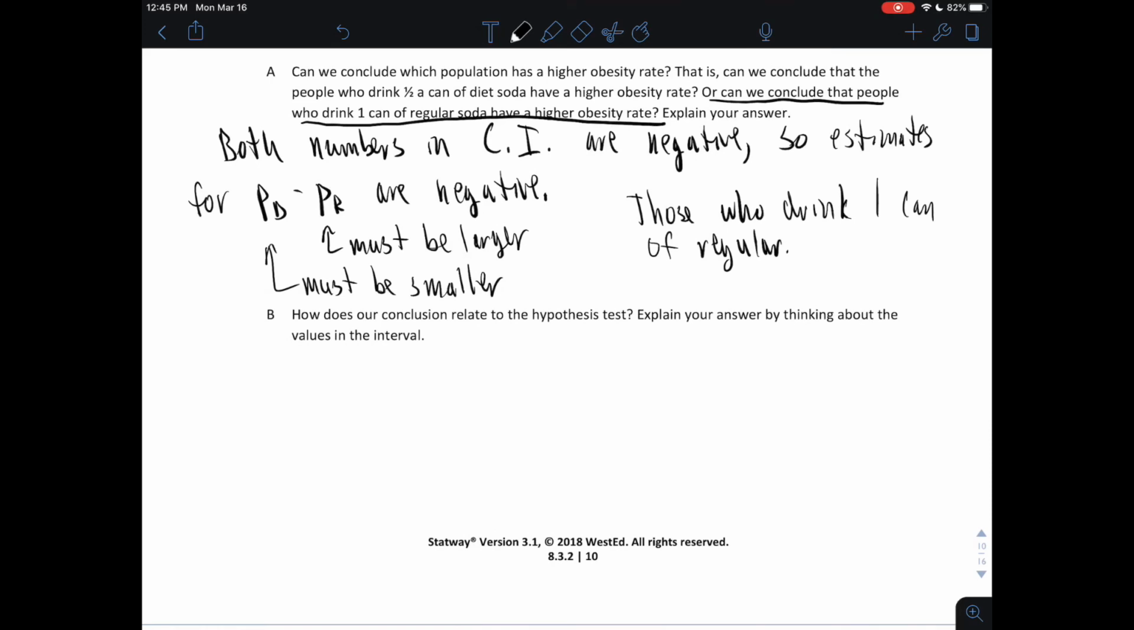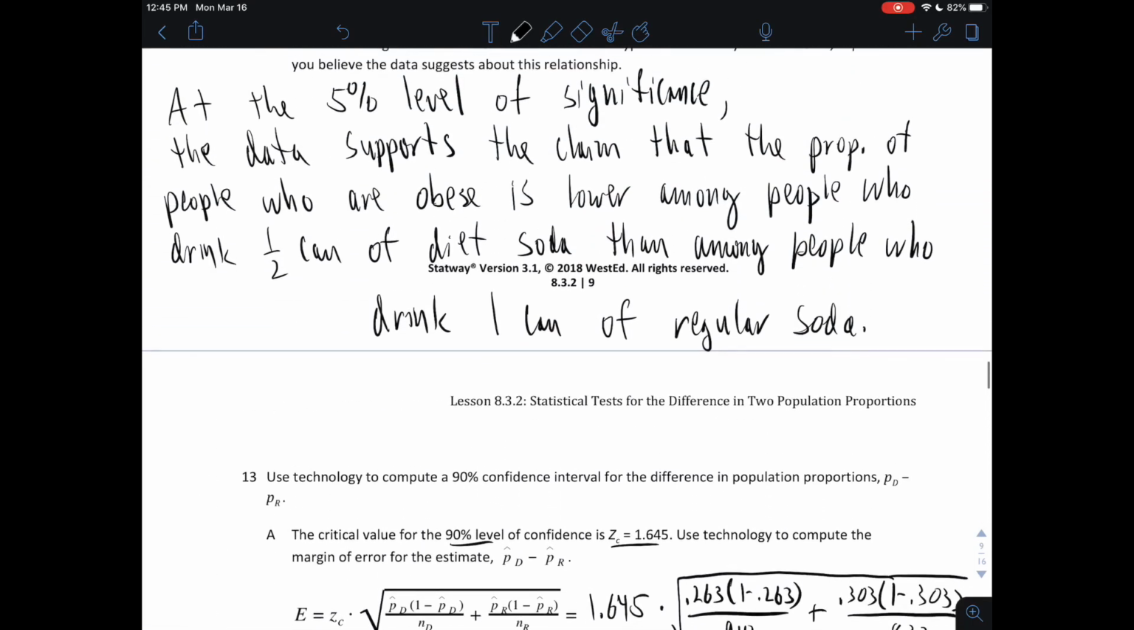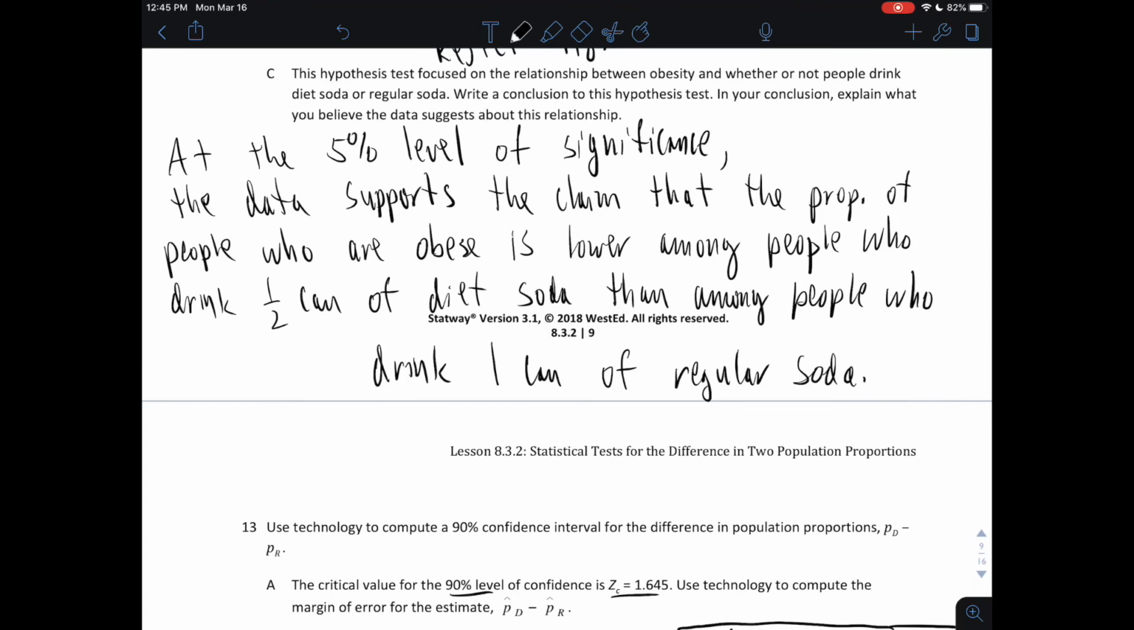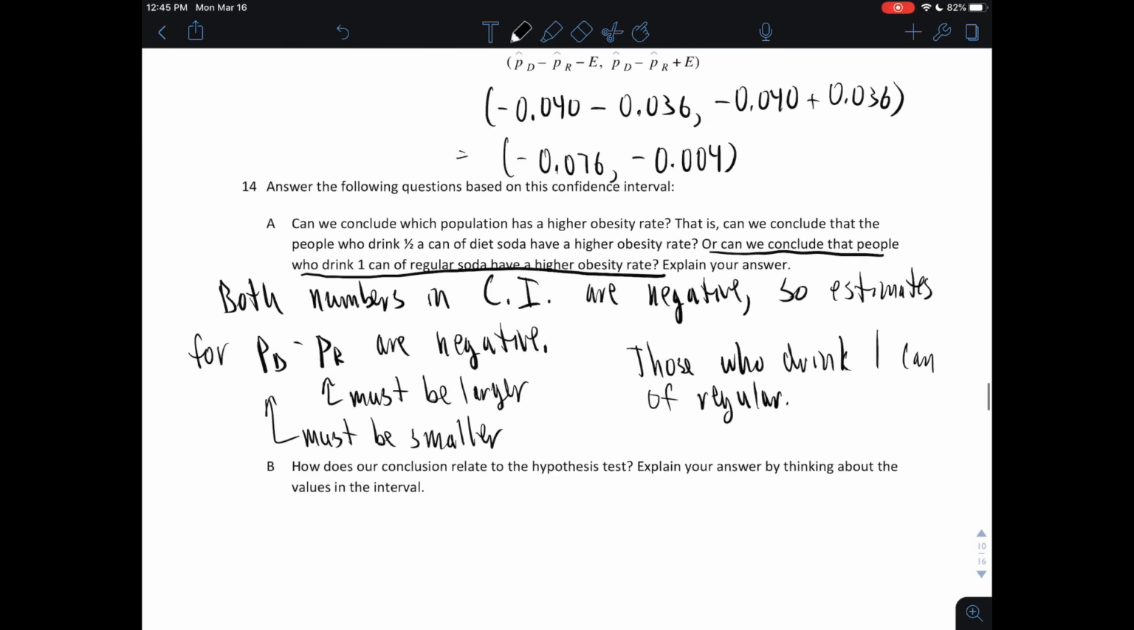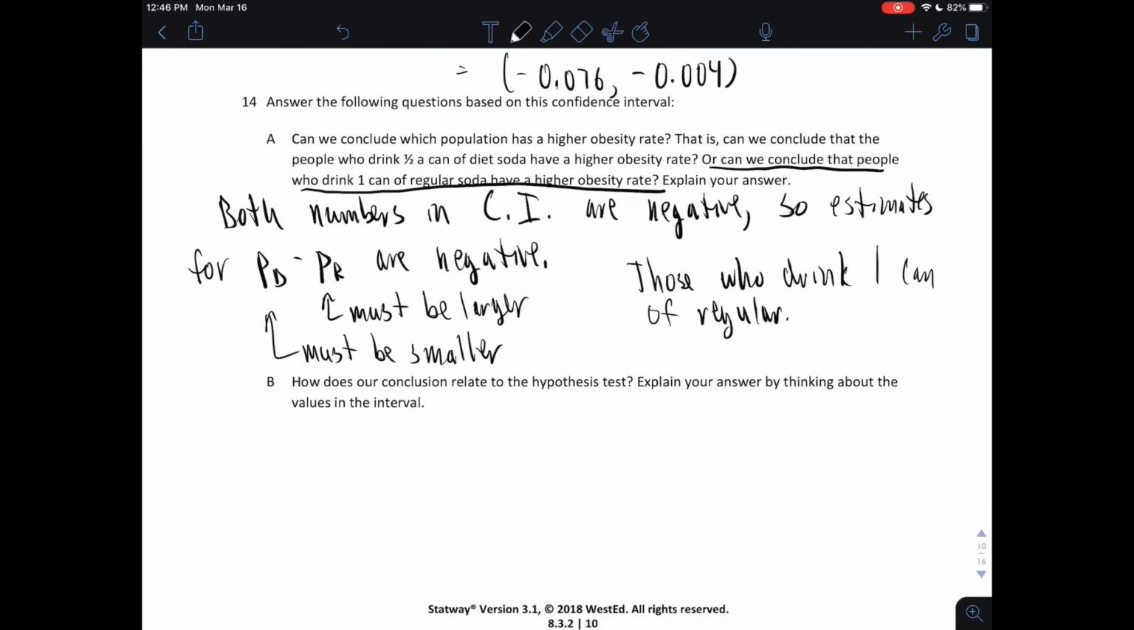And then finally, part B, how does our conclusion relate to the hypothesis test? Explain your answer by thinking about the values in the interval. So again, our conclusions agree because we said the same thing for both. With our hypothesis test, we said that those who drink a half can of diet soda, the obesity rate is lower. We said the exact same thing here. So they agree.